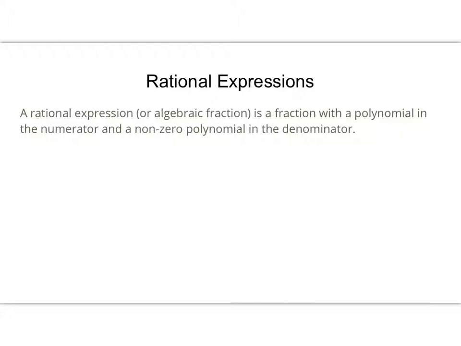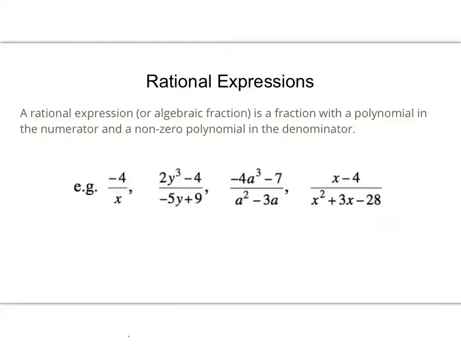Okay, a rational expression is a fraction. In the fraction, it has a polynomial in the numerator and a non-zero degreed polynomial in the denominator. Here are some examples of some rational expressions. I have negative 4 over x, that's a rational expression. 2y cubed minus 4 over negative 5y plus 9. This is also a rational expression, and that's a rational expression. Hopefully you get the idea.